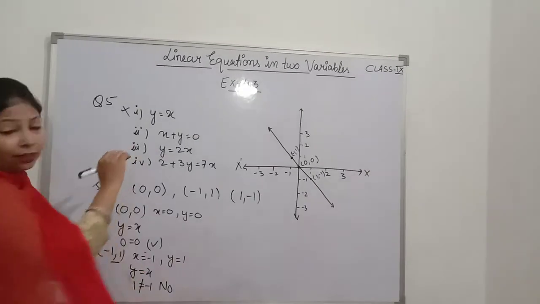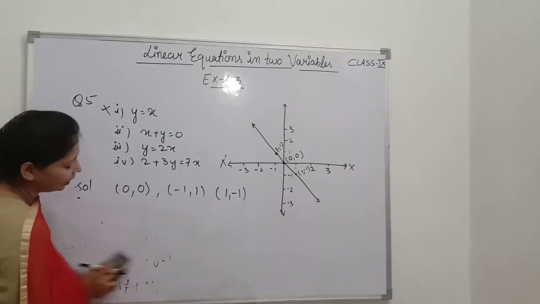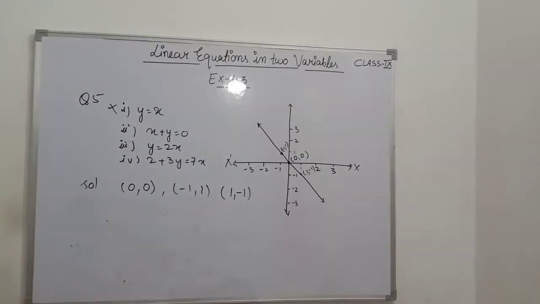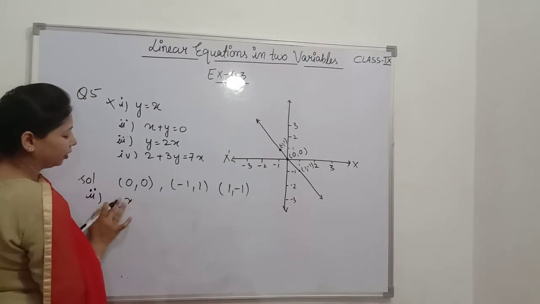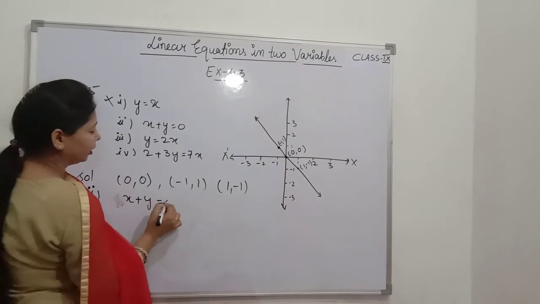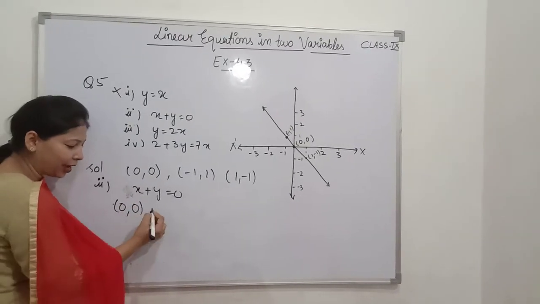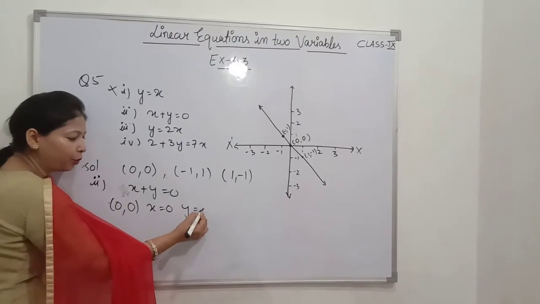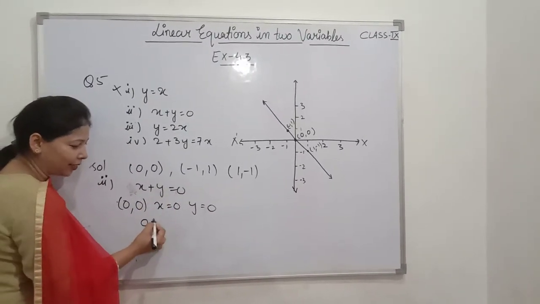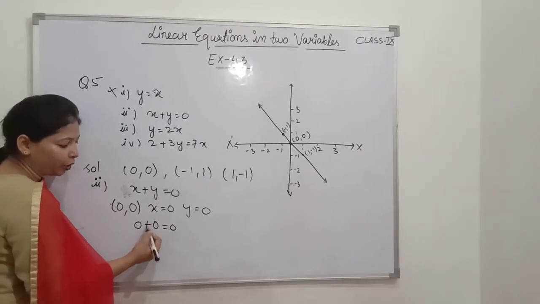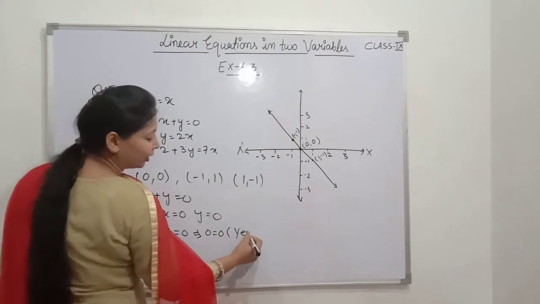Now let us move towards the second part. Let us check the second equation. The second equation is x plus y is equal to 0. In the second part, we have to again check each of the three values. Now for 0 0, I know x is equal to 0 and y is equal to 0. I have to substitute the values of x and y. Now x is 0, y is 0, so 0 plus 0 is again 0, equal to 0. So yes, it satisfies.